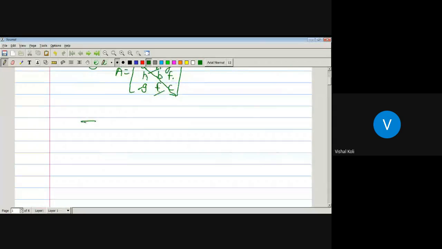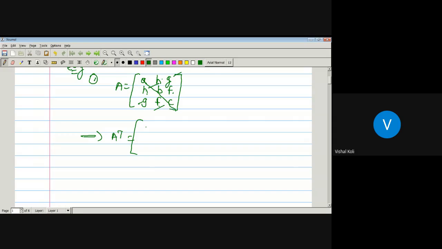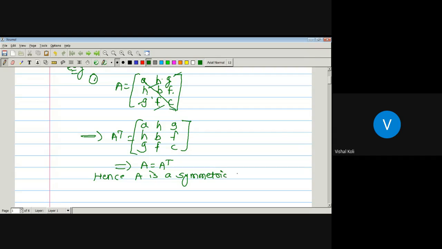Or we can just find its transpose by making the rows into columns. So the first row A, H, G becomes a column A, H, G. The second row H, B, F can be written as a column, and the last one is G, F, C. So its transpose is the same as our original matrix A, which implies A equals A transpose, and hence A is a symmetric matrix.